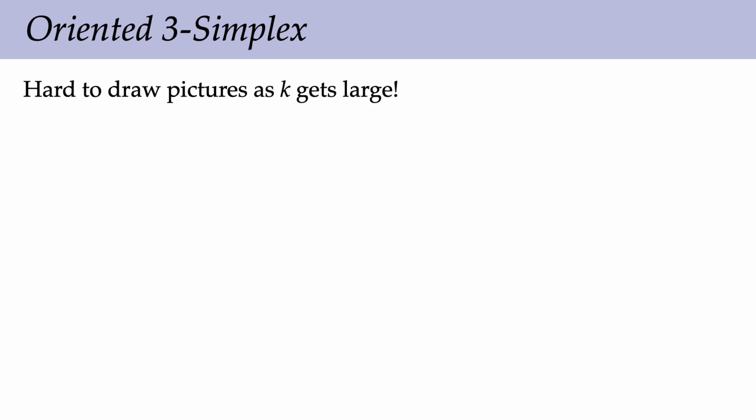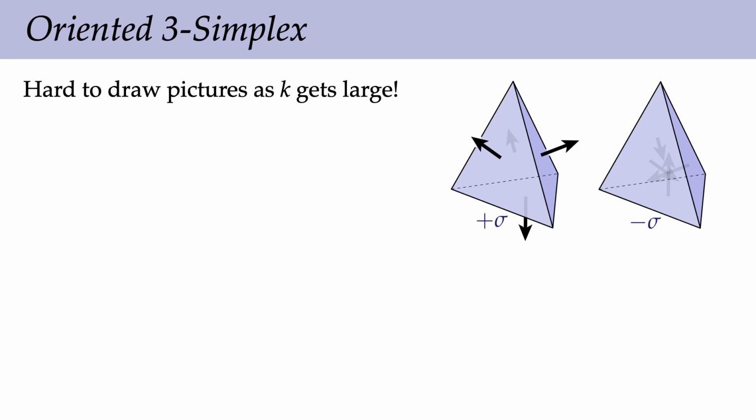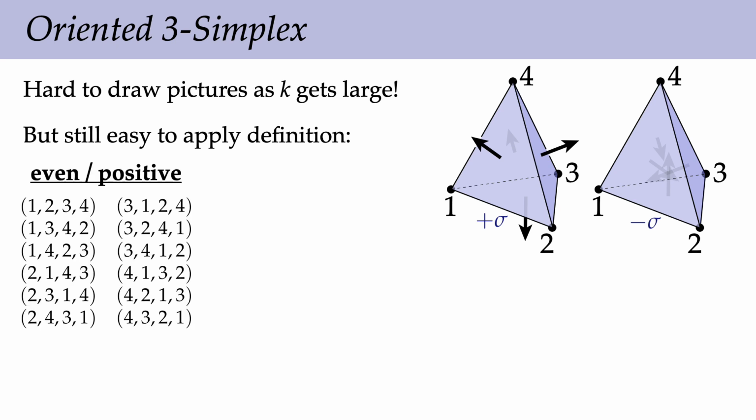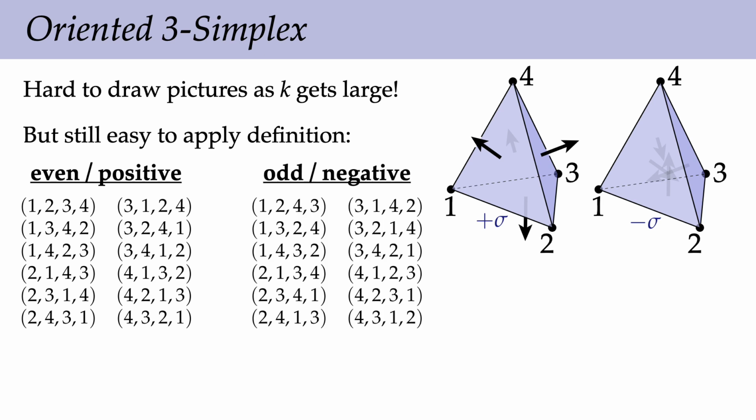As I mentioned, it's hard to draw pictures as k gets large. Maybe for a tetrahedron, we can still do it by either drawing normals sticking out of the tetrahedron or normals sticking into the tetrahedron. But it's still easy enough to apply the definition. So if we enumerate the vertices of the tetrahedron 1, 2, 3, 4, then the even permutations, the positive oriented simplices, are 1, 2, 3, 4, 1, 3, 4, 2, 1, 4, 2, 3, and so on. And the odd or negative ones are 1, 2, 4, 3, 3, 1, 4, 2, 1, 3, 2, 4, and so forth. Okay.